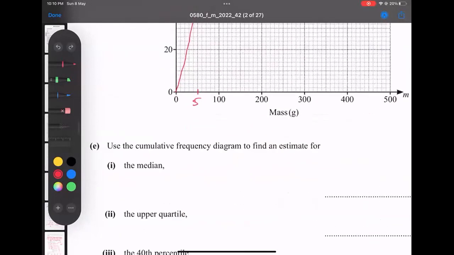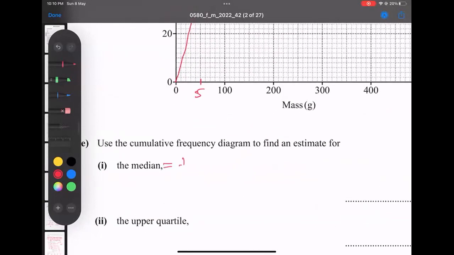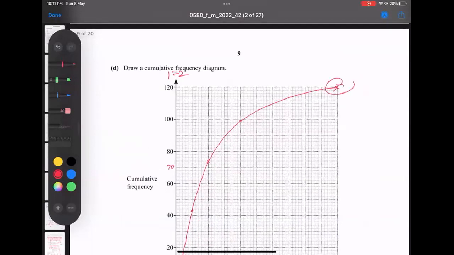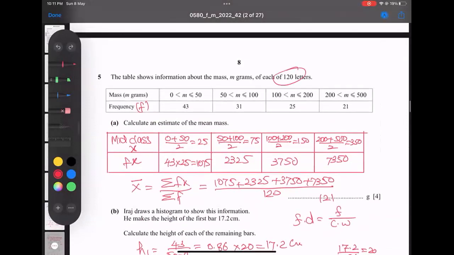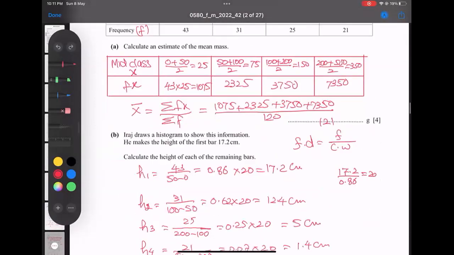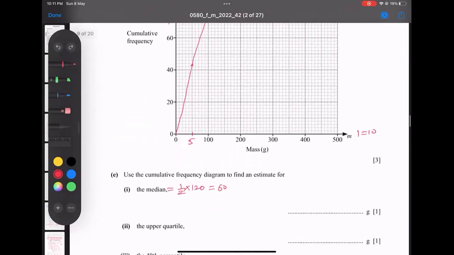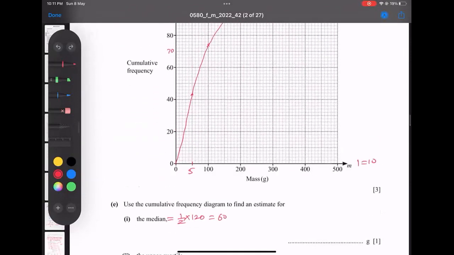What is the formula of the median? Median formula is half into total frequency, and that is 120. From where did I get 120? Come back. This graph ends at 120. This is called total frequency. Even you see that 120 is the total. So anyway, I hope you got the idea. But 60 is not our answer. Some students wrote 60, which is wrong.